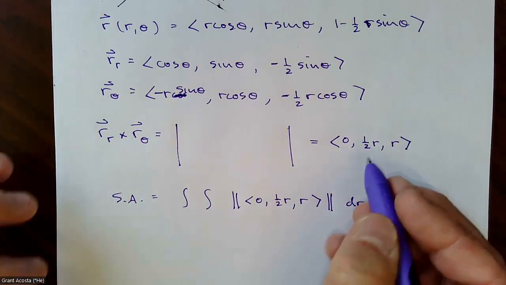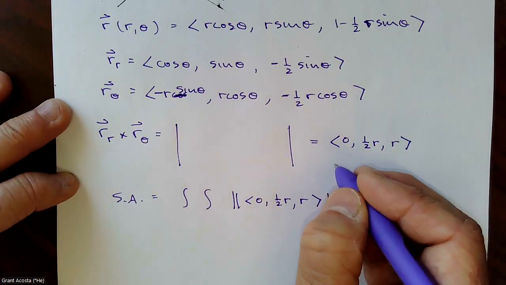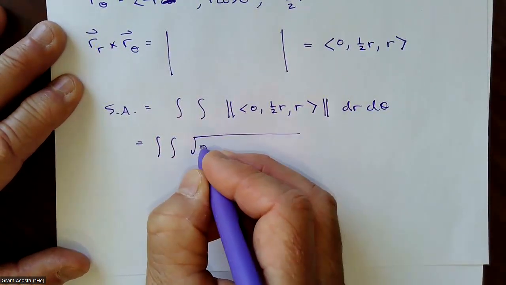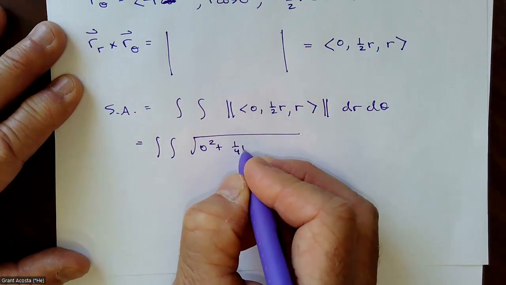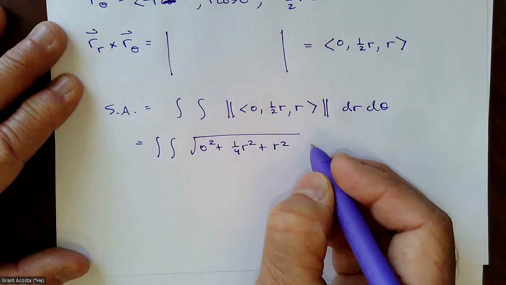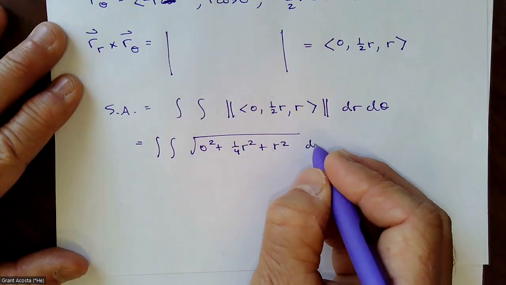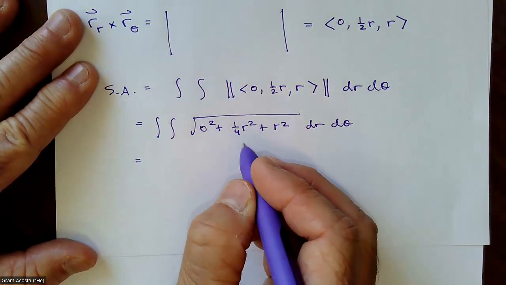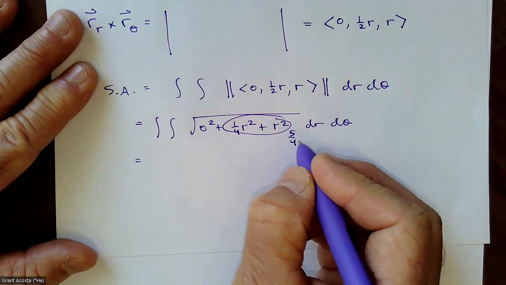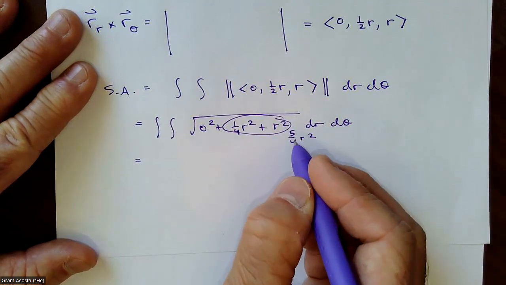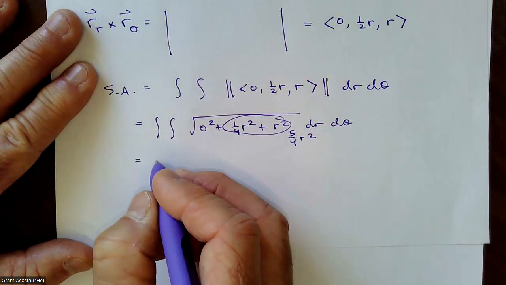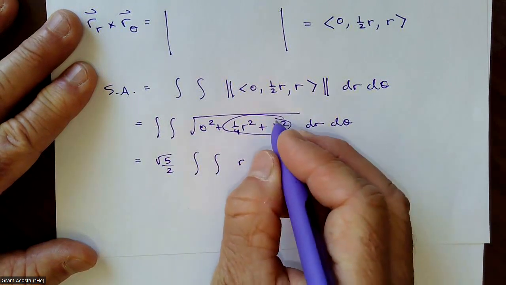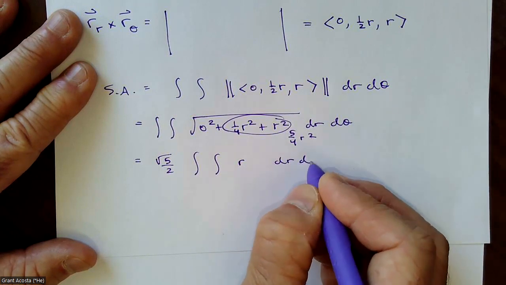So what is the magnitude of this? It's the square root of this squared plus this squared plus this squared. Zero squared plus, if I square that, that's going to be 1/4 r squared plus r squared. So it looks like that's going to be 5/4 r squared. Similar to the last problem, we can break that up. That would be the same as √5/2 times r, because that's a perfect square. And why don't I just pull the √5/2 out? But we're still going to have r, because the square root of r squared is r, dr d theta.